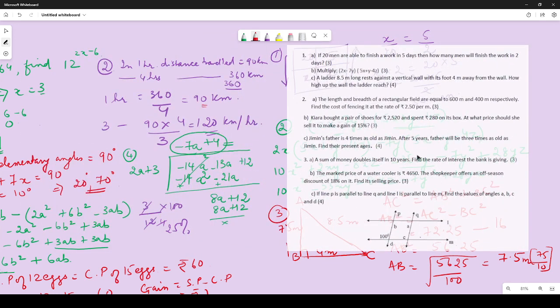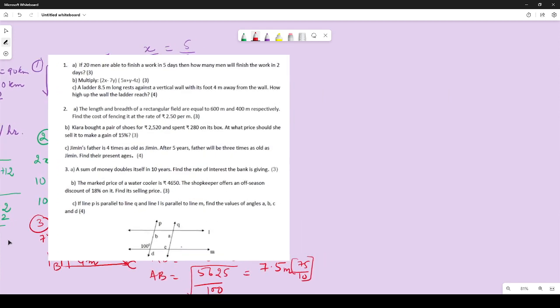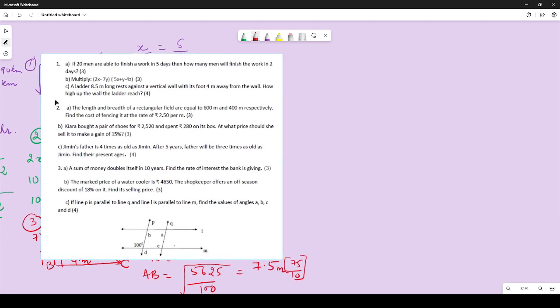The next question is, the length and breadth of a rectangular field is this. Now we have question number 2A. Length and breadth is given. Find the cost of fencing it. Now remember, fencing is done on the perimeter. So what you have to do is find the perimeter of this field. You remember the formula of perimeter: perimeter is equal to twice length plus breadth.